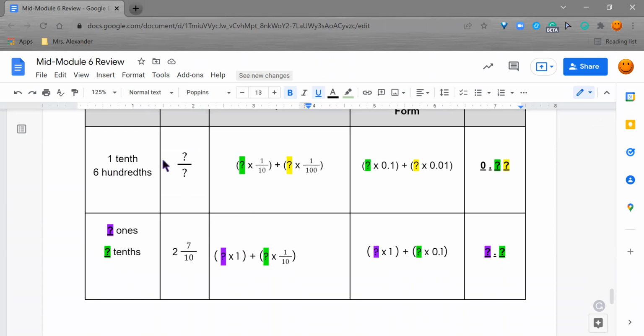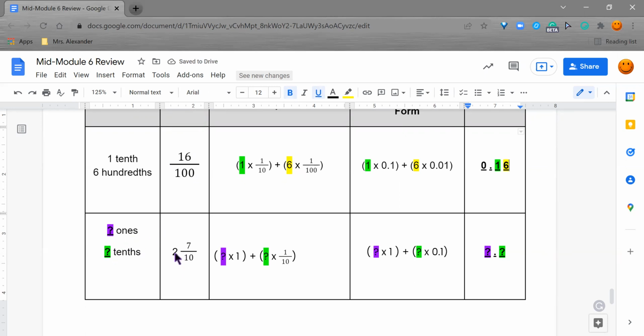And then the last thing is completing this flow chart. I have 1 tenth and 6 hundredths. So what I'm going to do is put the 1 tenth and 6 hundredths together, and it's over 100. So I get 16 hundredths. So right here, I'm going to multiply by 1, and right here, I'm going to multiply by 6. Again, 1 and 6. And then right here, you guys, 1 and 6. And now we have so many ones and so many tenths.